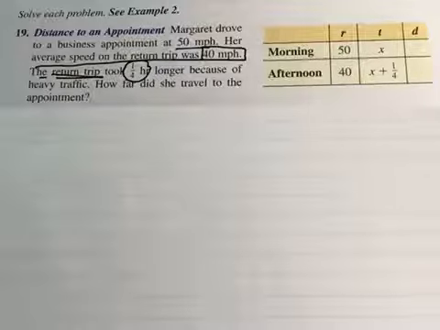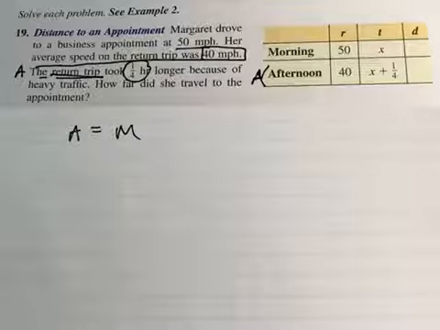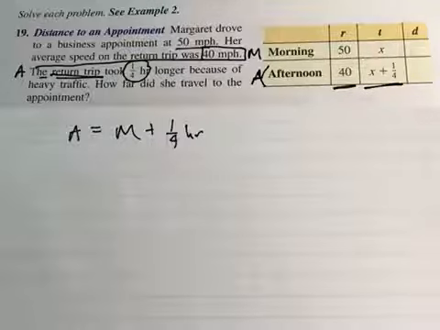The return trip, the afternoon trip, we'll call that A. A equals M, which is the morning trip. So here's A and here's M. A equals the morning trip, 1 plus 1/4 of an hour, because it just said it took 1/4 of an hour. Oh, here's the formula right here. So they did that for us already.